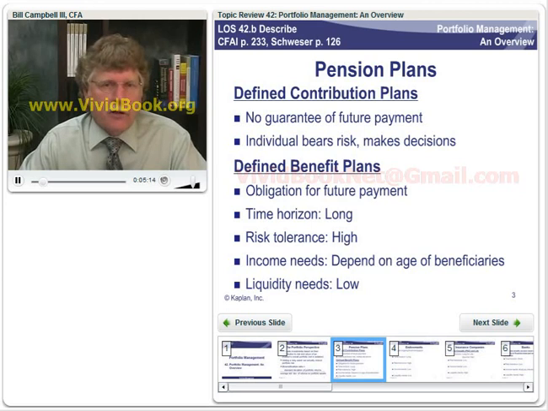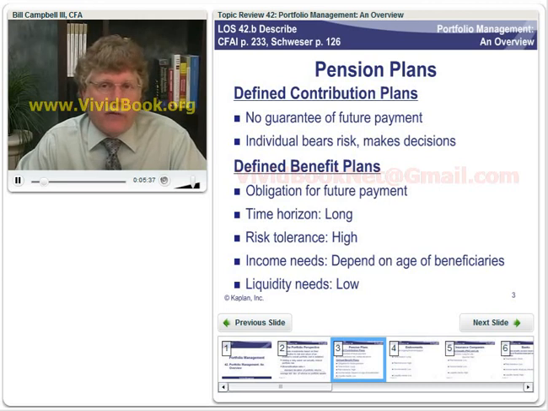Typically has a long-term time horizon. The employees may work for this company for another 10, 20, 30 years. After they retire, they may live for another 10, 20, 30 years after retirement. So this is a very long time horizon. The risk tolerance in a defined benefit plan tends to be high because of that long time horizon.